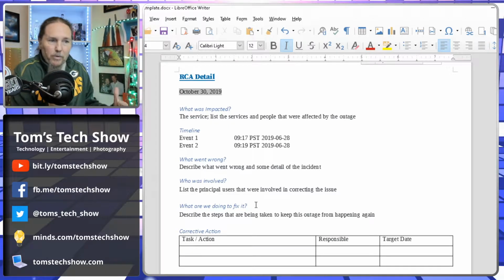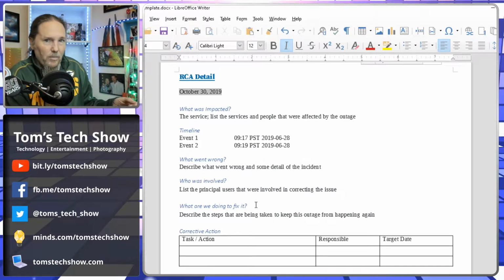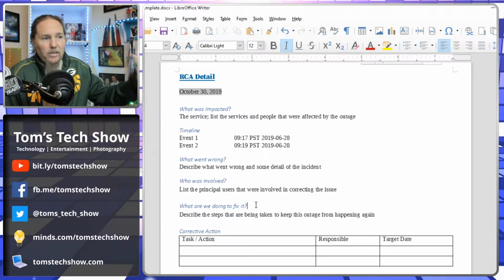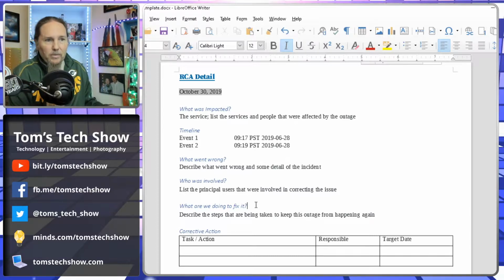So we got it rebooted, now it's back working, but we're not confident in the switch anymore. So we're ordering a replacement, and that's going to take so many days to get in after being ordered, and then we'll have another planned outage to replace the switch. So all those things can be put in here for what we're doing to fix it.